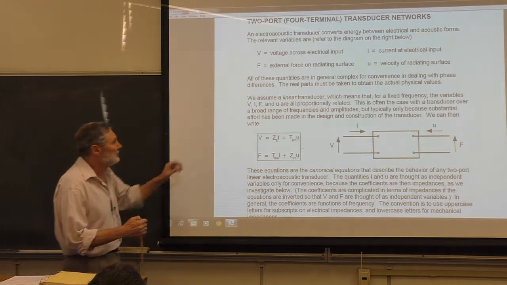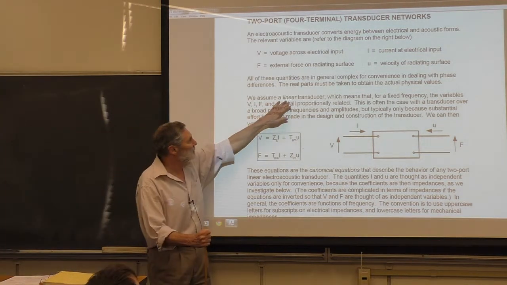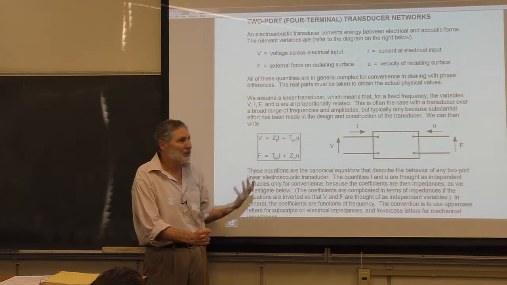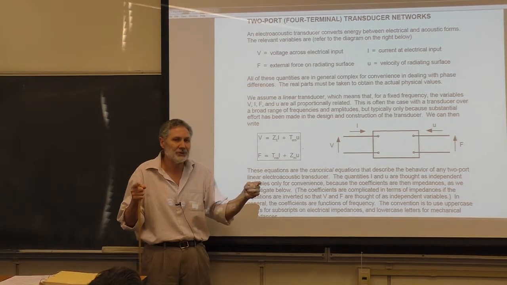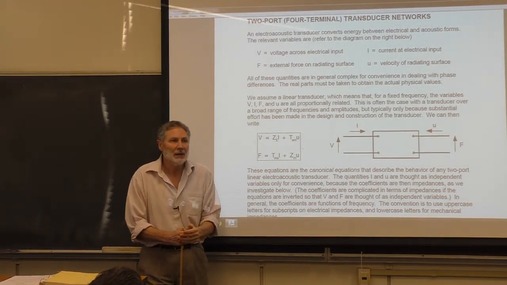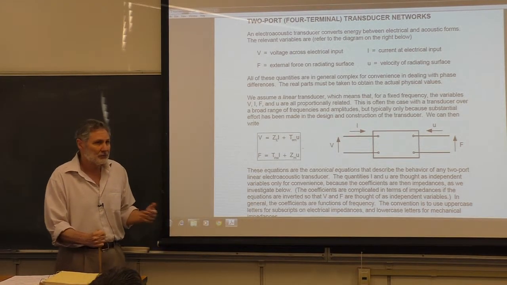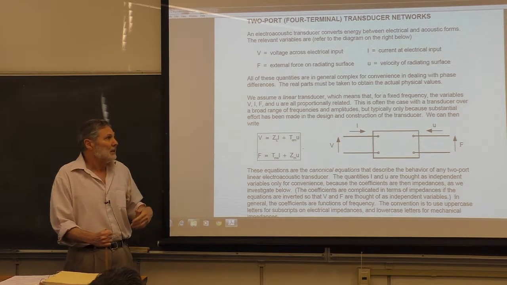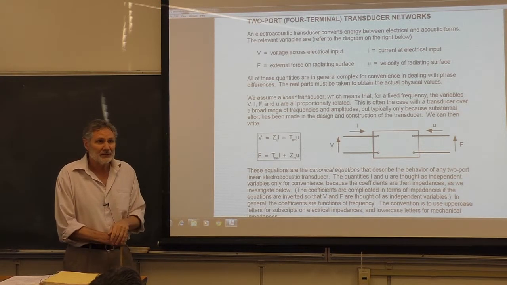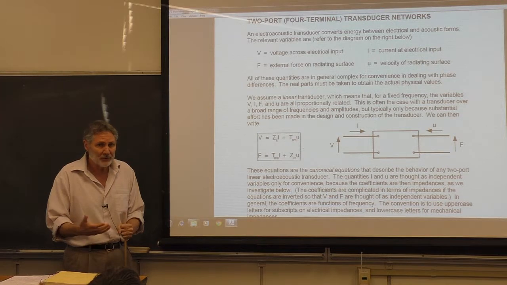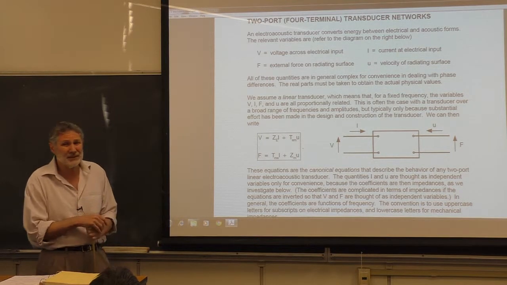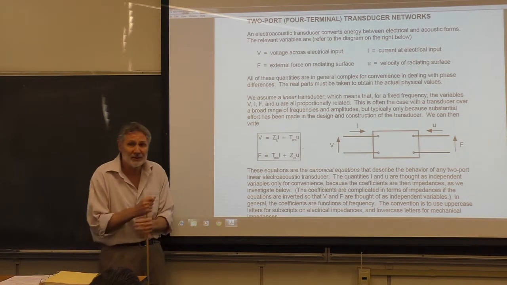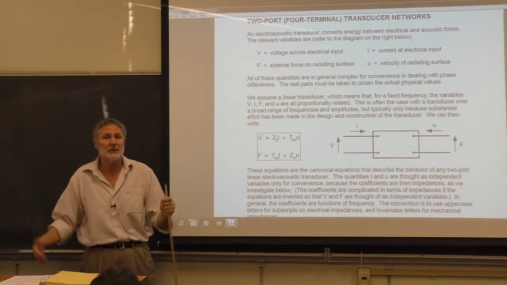So it's extremely convenient to have a linear transducer, and almost all transducers have some regime over which they are linear. And commercial transducers, things that you buy, one of the reasons that they tend to be expensive for accurate measurement quality is that a lot of effort has gone into expanding that linear regime.